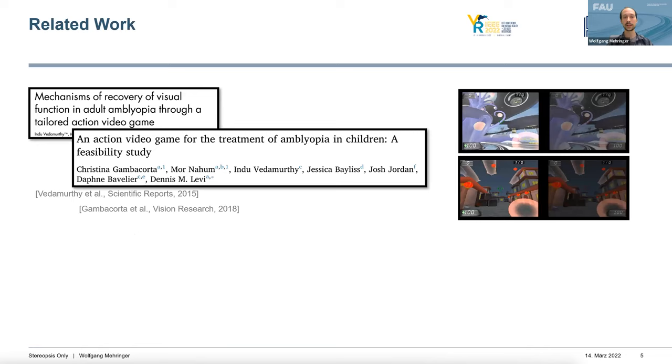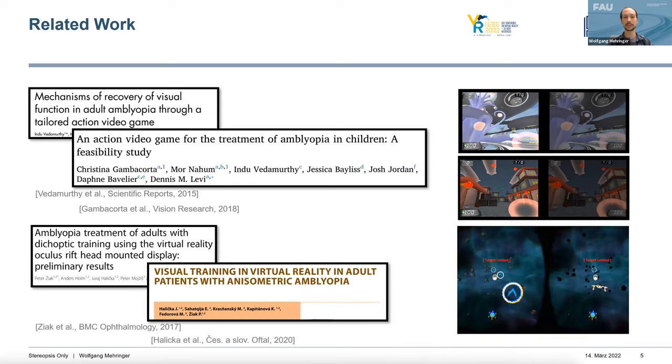Now in literature, we found various implementations. Here only two of them. First of all, an ego shooter game tested on 23 adults with amblyopia showing improved stereopsis after playing 40 hours. And a virtual reality system in which a spaceship here is visible to one eye and rings that must be hit are visible to the other eye. And in 8 of 17 participants, improvements in stereopsis could be shown.